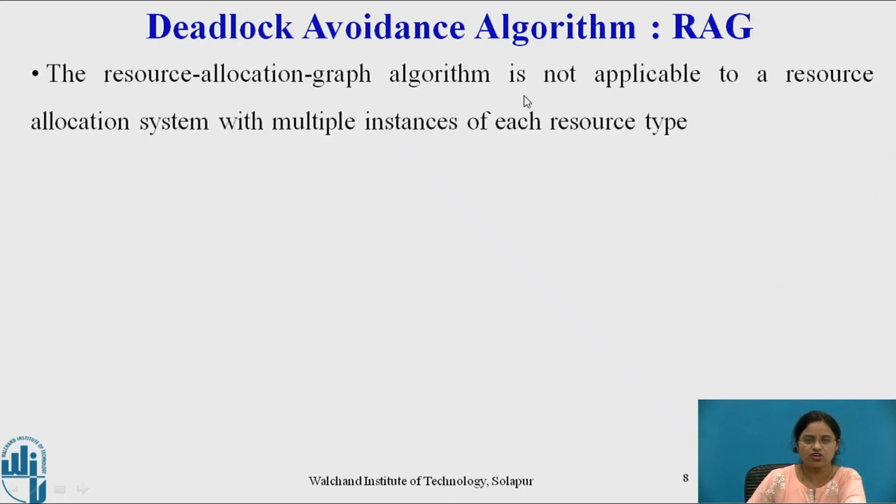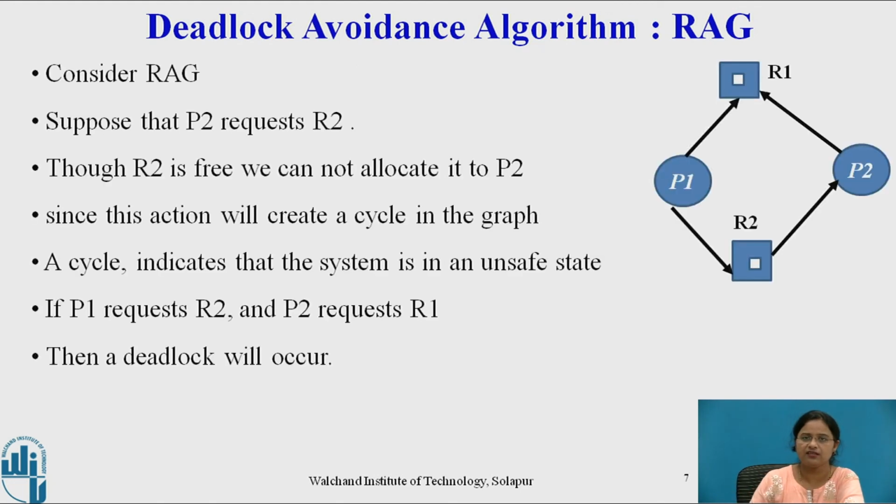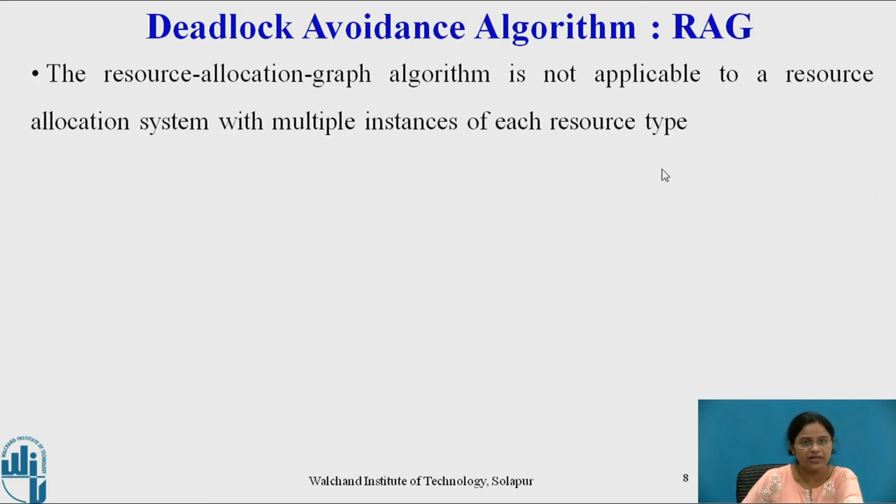This resource allocation graph algorithm is not applicable for a resource allocation system where we have multiple instances of each resource type. Remember that the resource allocation graph can be used only for resources which have a single instance. Okay. As we can see here in this diagram, all resources have only a single instance, but if we have multiple instances, then this resource allocation graph is not applicable. For multiple instances of each resource type, we have to use the banker's algorithm, that we are going to see in the next session. Okay.